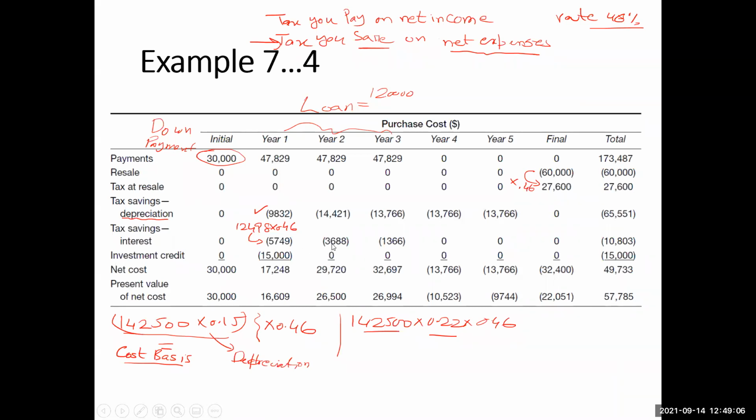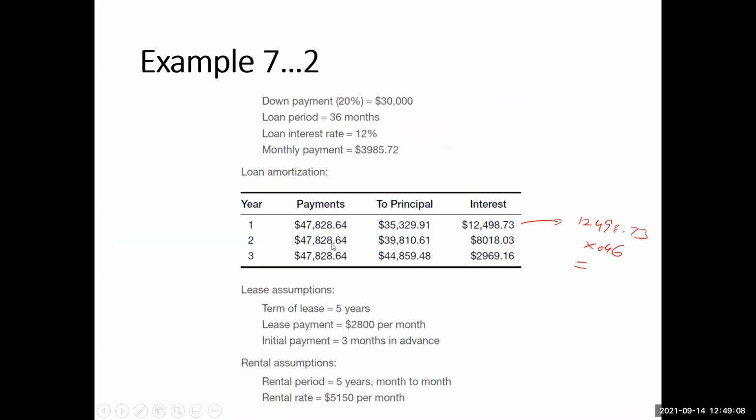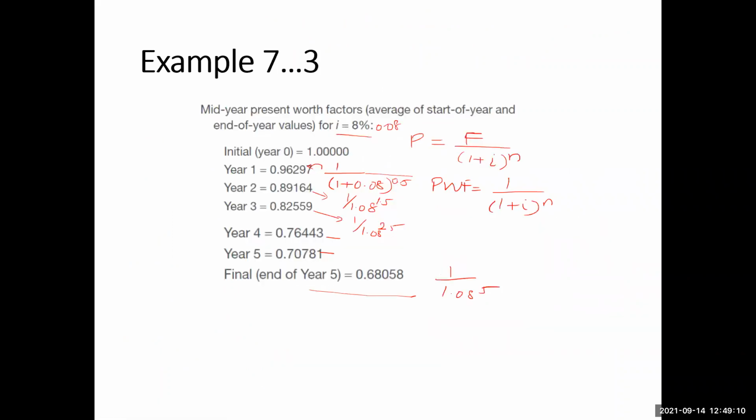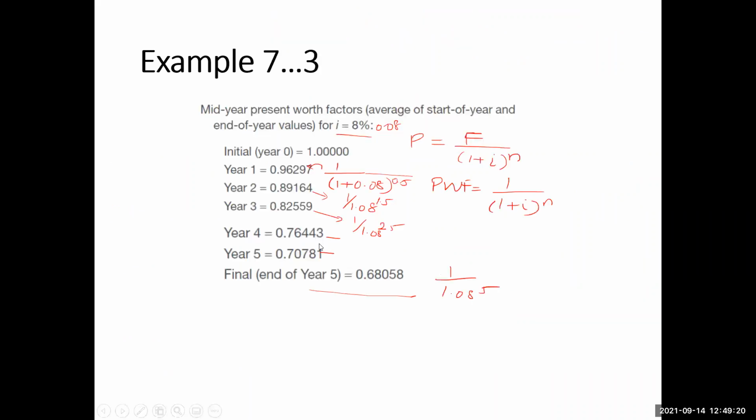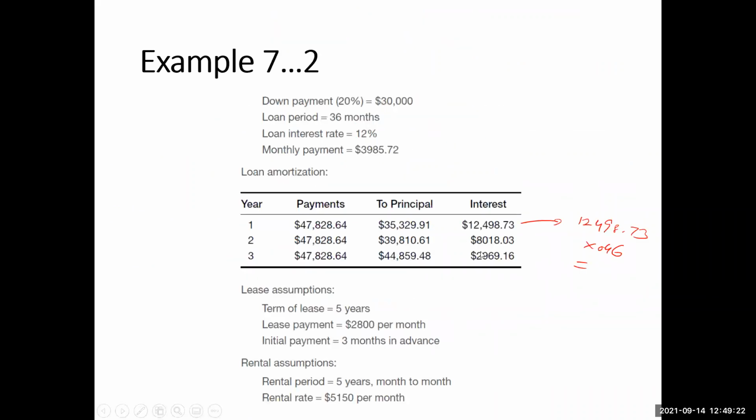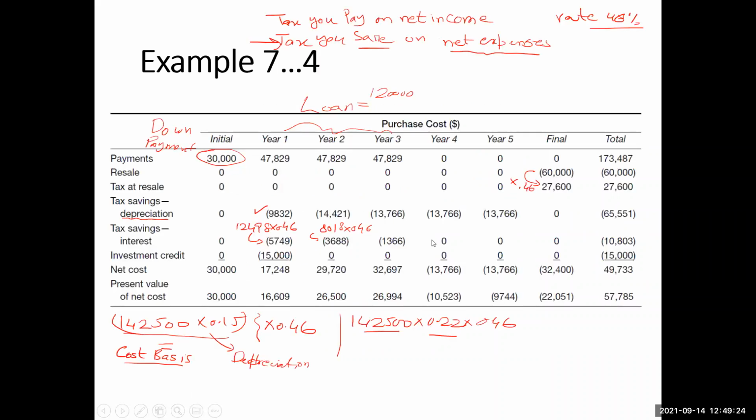Okay, so similarly for the second year, 8018 multiplied by 0.46, so it is 3688. And then for the third year, it was 2969 multiplied by 0.46, it is 11366. So then after that, there is no interest payment, so therefore there is 000.